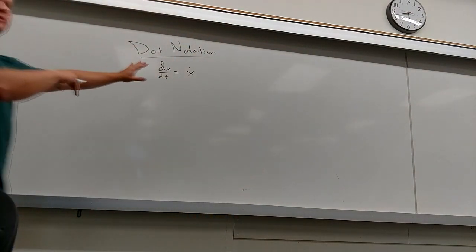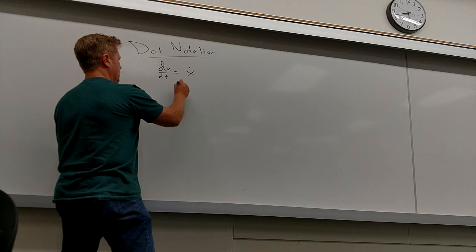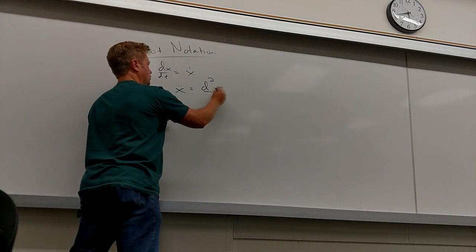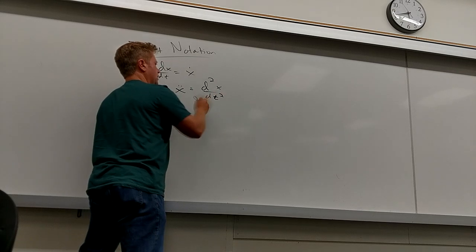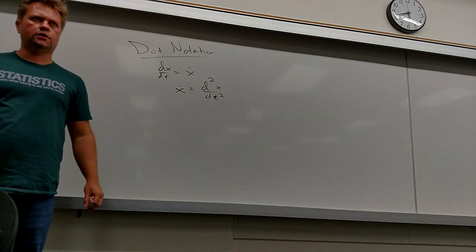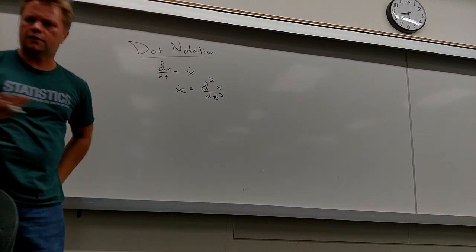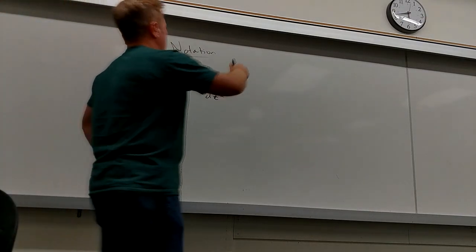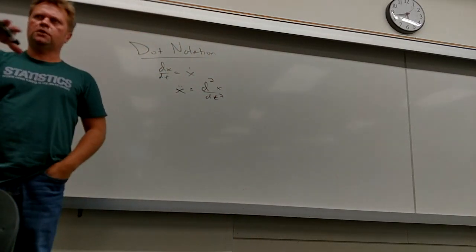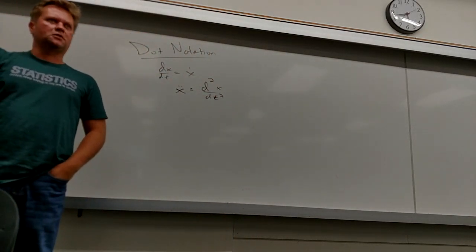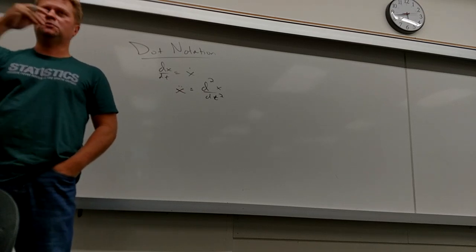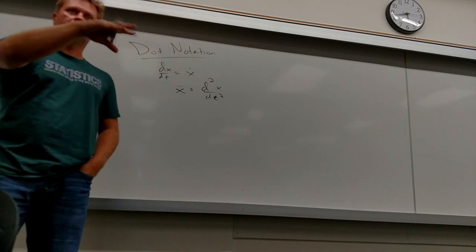So that's one little thing, dot notation. So what do you think x double dot would mean? Yeah, d squared x over dt squared. I like it. So that's one little thing, in case it pops up somewhere in the book, right? And then, oh, this might come up later in the class. This is ODE, which means ordinary differential equations, right? There's also PDE, which means partial differential equation.